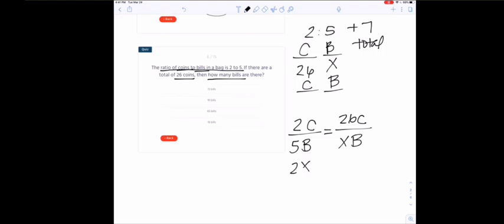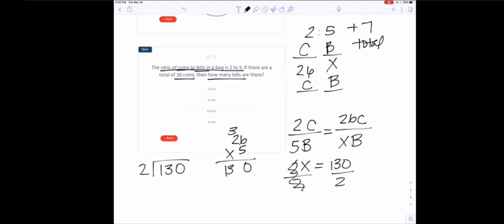2 times x is 2x. 26 times 5, I don't know, let's figure it out. 5 times 6 is 30, carry the 3. 5 times 2 is 10, plus 3 is 13. So 130. And now we're going to do 130 divided by 2, because I'm going to divide by 2 on both sides so I can isolate the x.